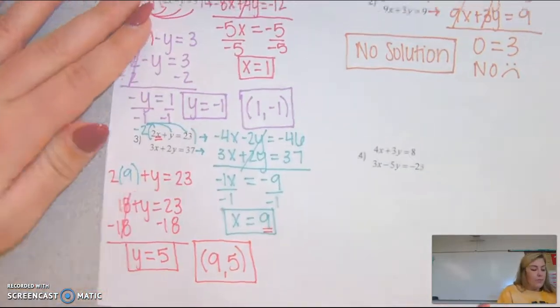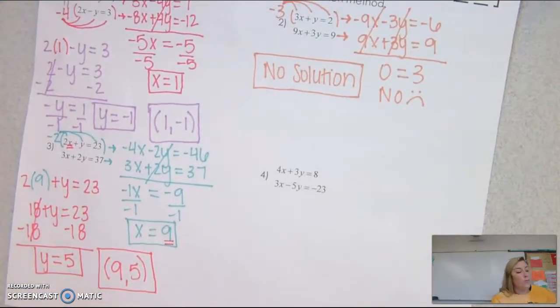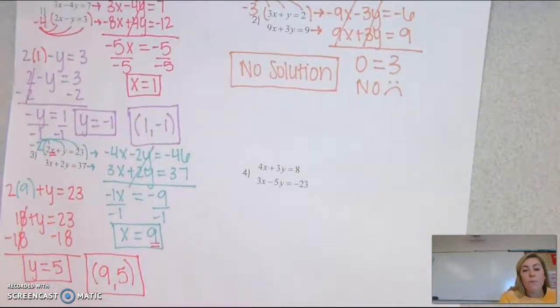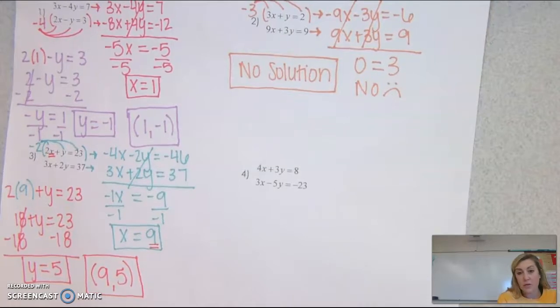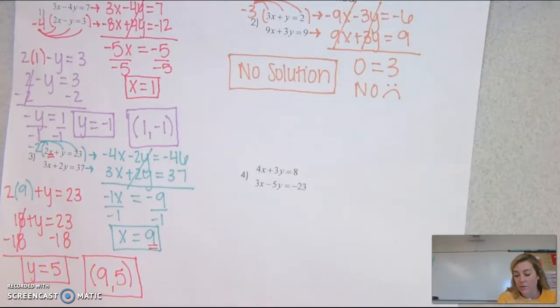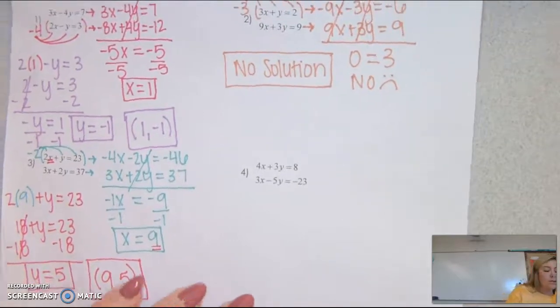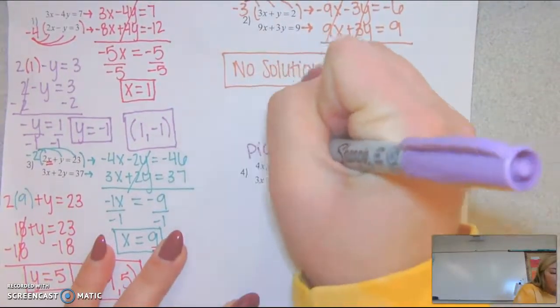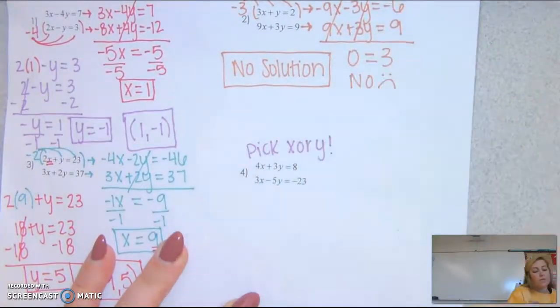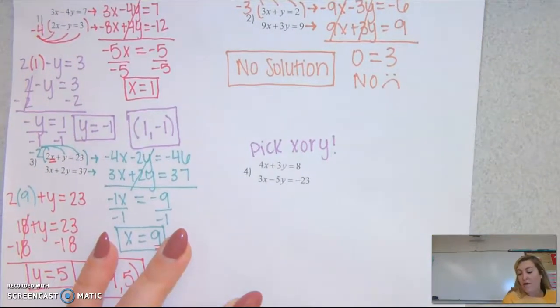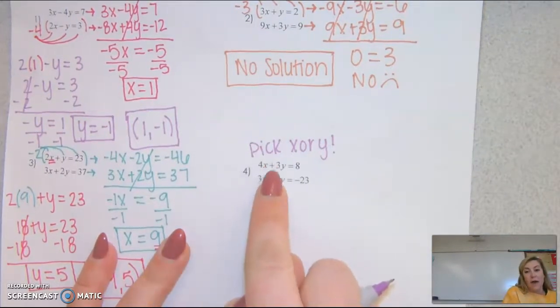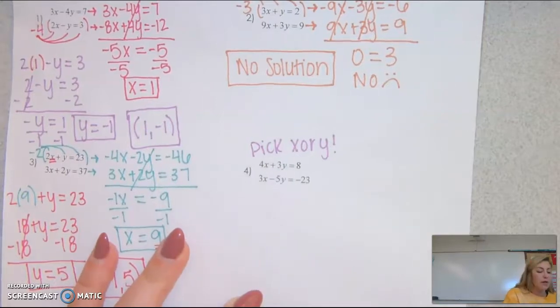Okay, let's do one more. So if you notice, number 4, both of the x's and the y's have numbers, and it doesn't look like any of them are going to be the easiest ones to cancel. So you can pick either x or y to get those numbers to cancel. The tricky part is, and I'm going to write pick x or y, is that you're going to have to multiply both equations by something in order to get a variable to cancel. So we are going to get the y's to cancel just because they already have opposite signs and we won't have to deal with negatives.